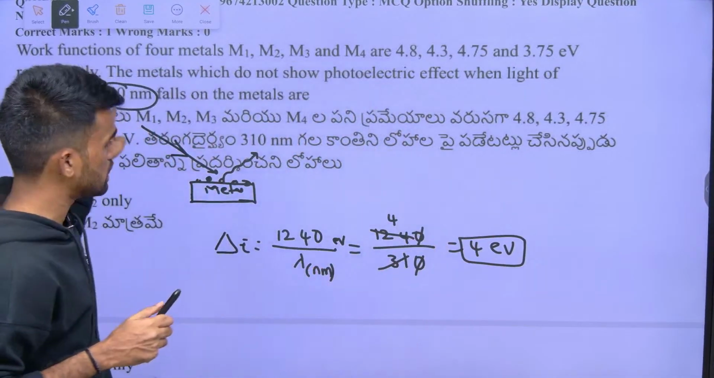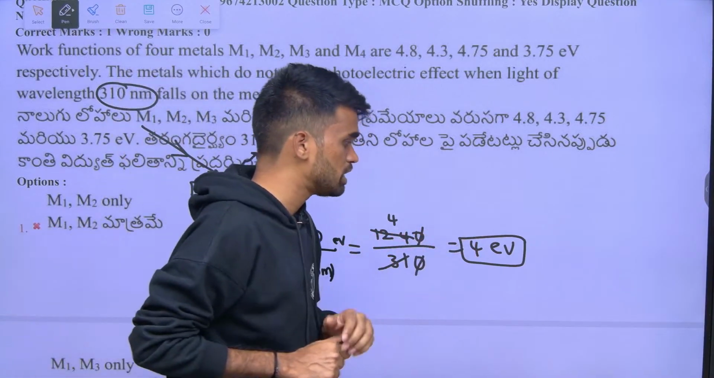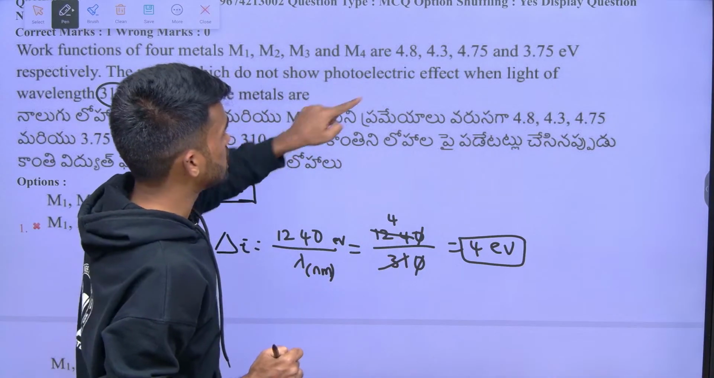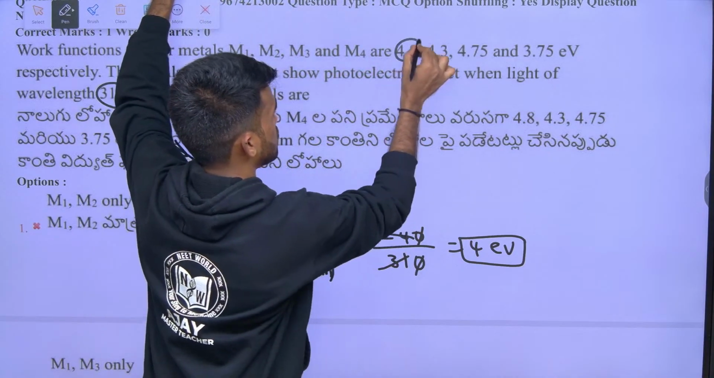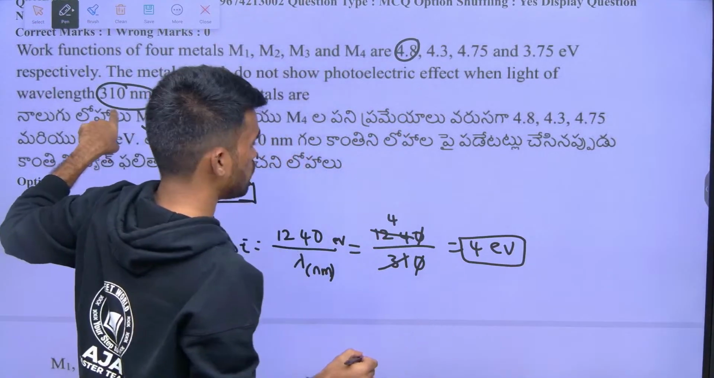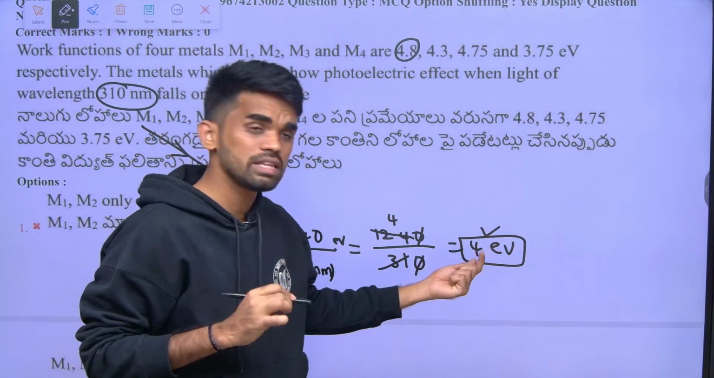So these wavelengths are associated with 4 electron volt, right? Okay. So whether this is sufficient or not. So this is the energy supplied. So now for metal one, what is the threshold energy or the work function? It is given 4.8, but this wavelength is associated only with 4 electron volt. So this wavelength is not sufficient.